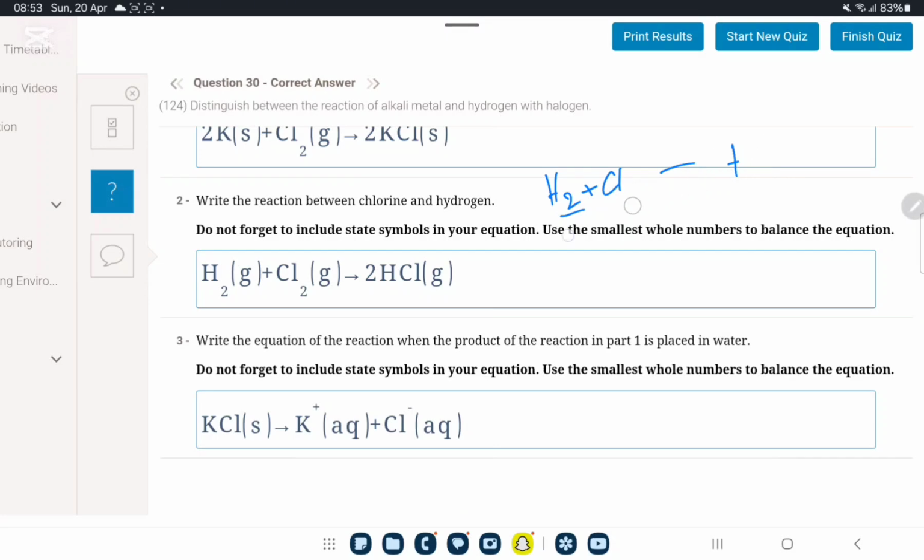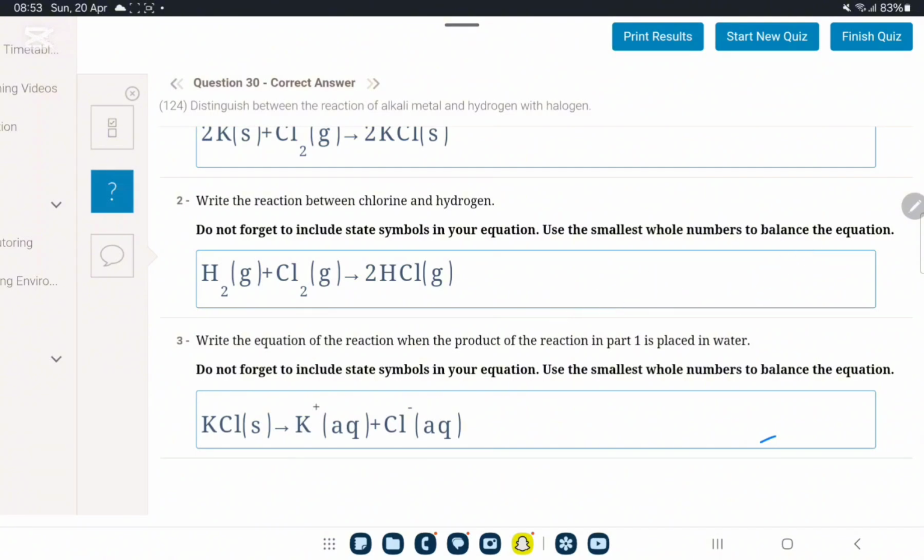And then part 3, write the reaction of the products of the reaction in part 1 when placed in water. So KCl plus water, again here it's a dissociation reaction, so you don't have to write the water, you can put it on top of the arrow if it's written. And then it splits apart into the ions, so K plus Cl minus.